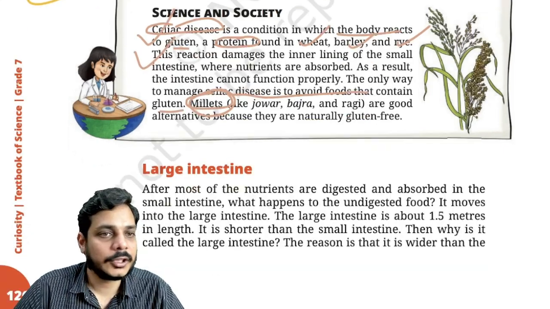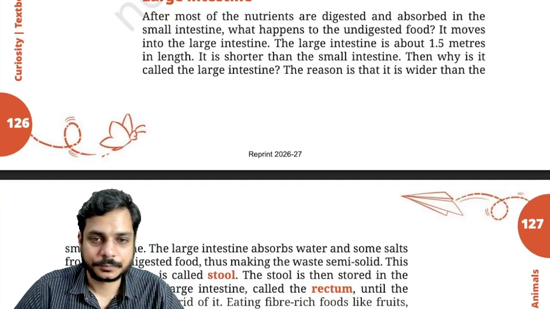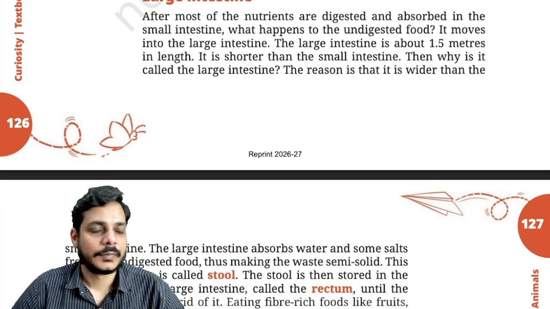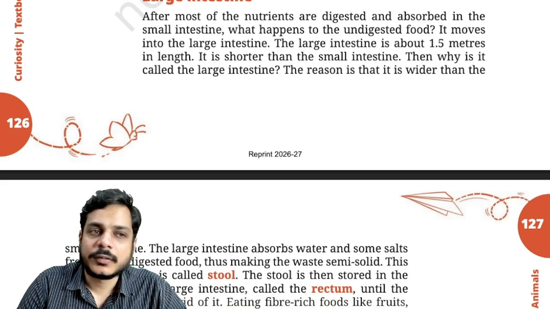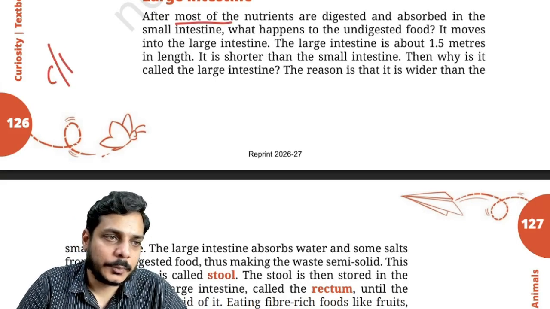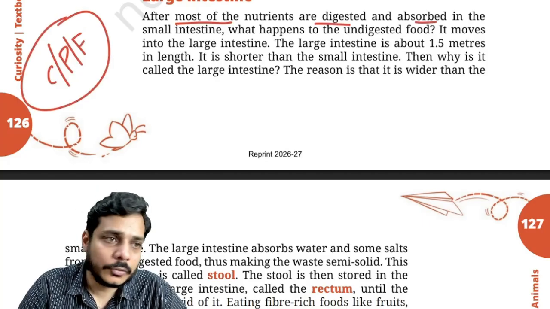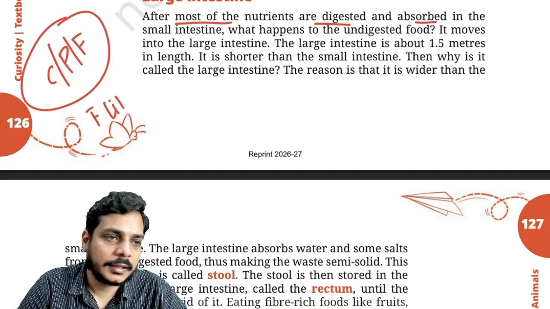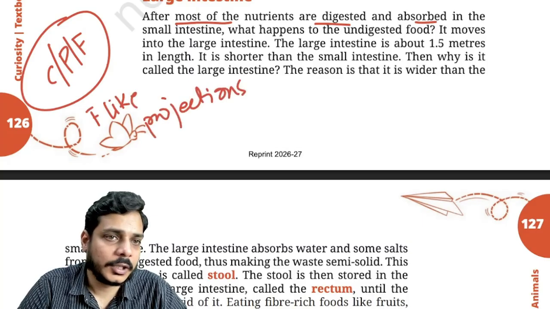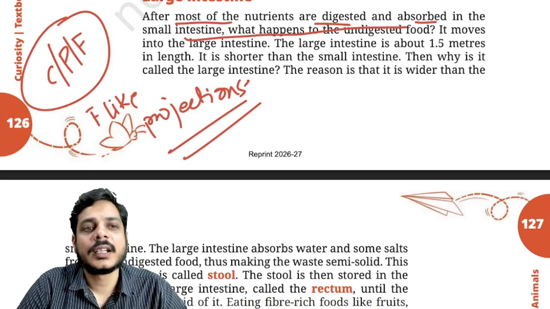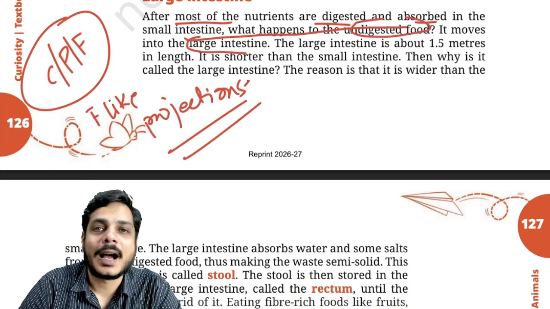Now, moving to the next part of the alimentary canal, it is the large intestine. So when we talk about carbohydrates, proteins, and fats, most of them are digested and absorbed through the finger-like projections in the lining of the small intestine. What happens to the undigested food? It moves into the large intestine.